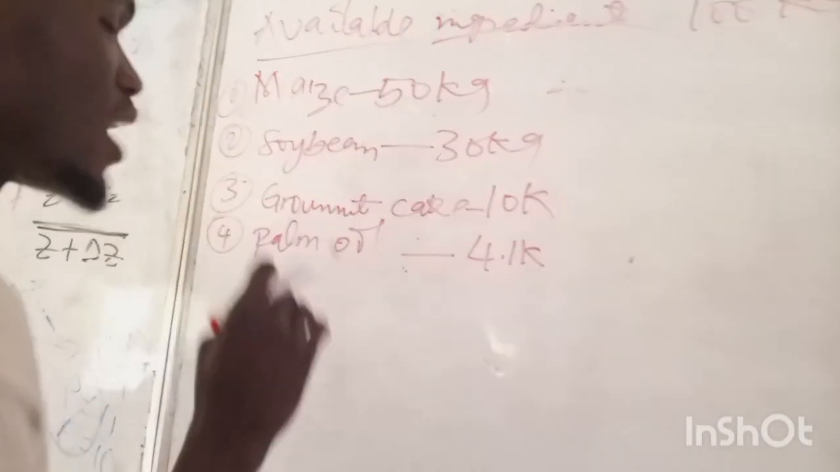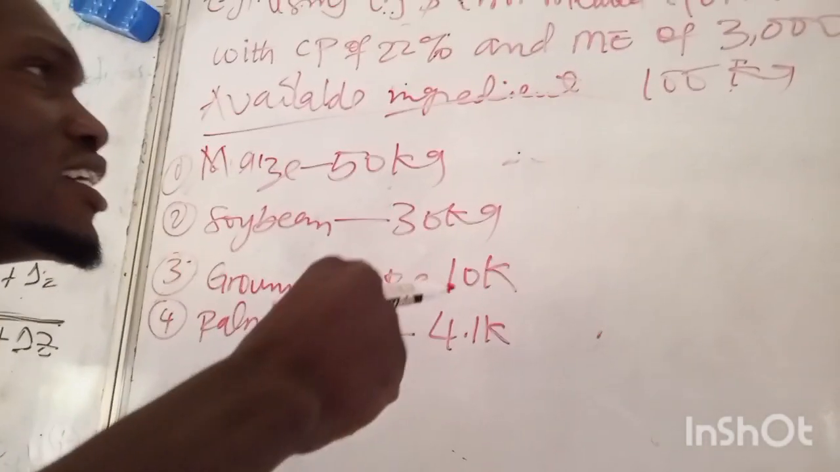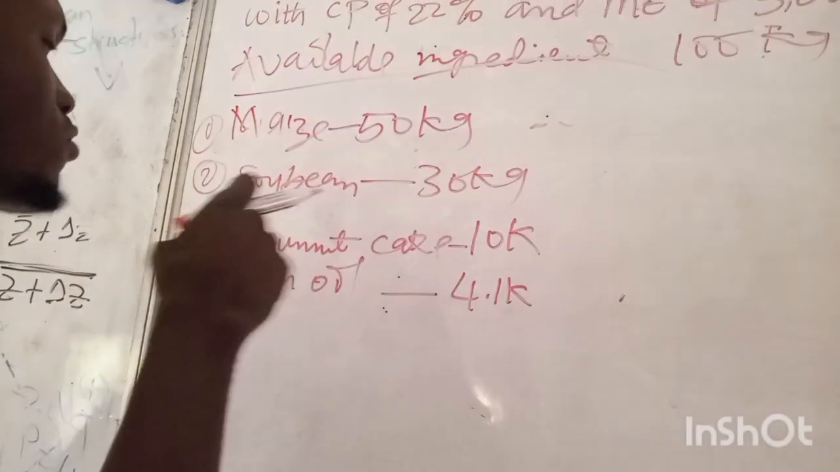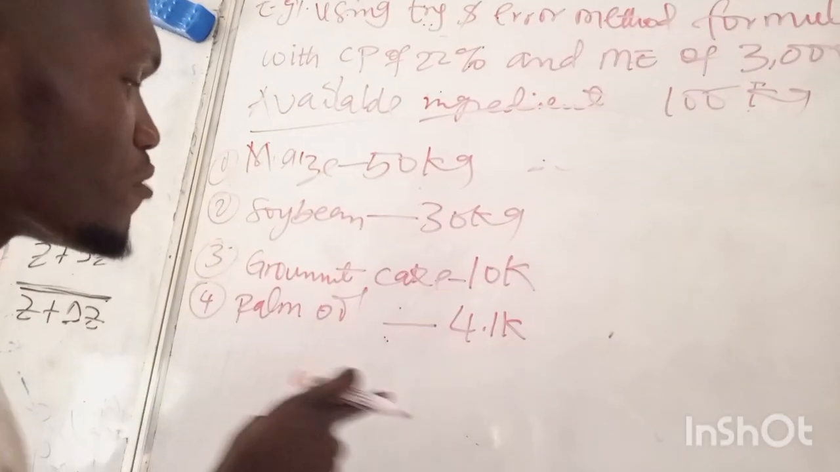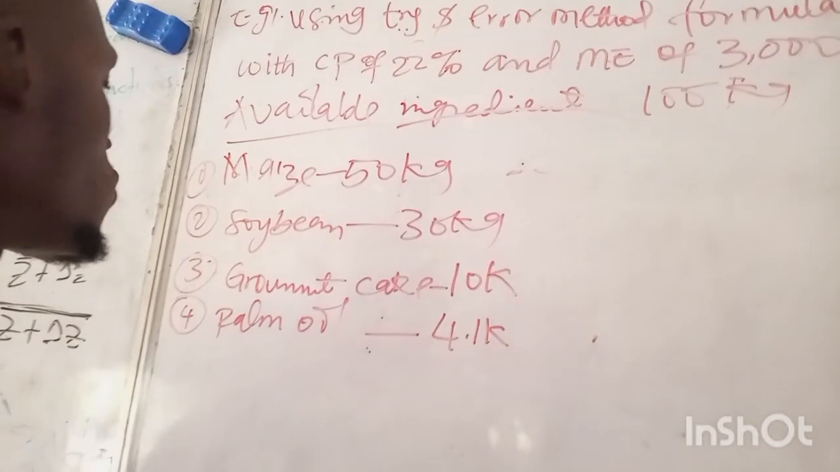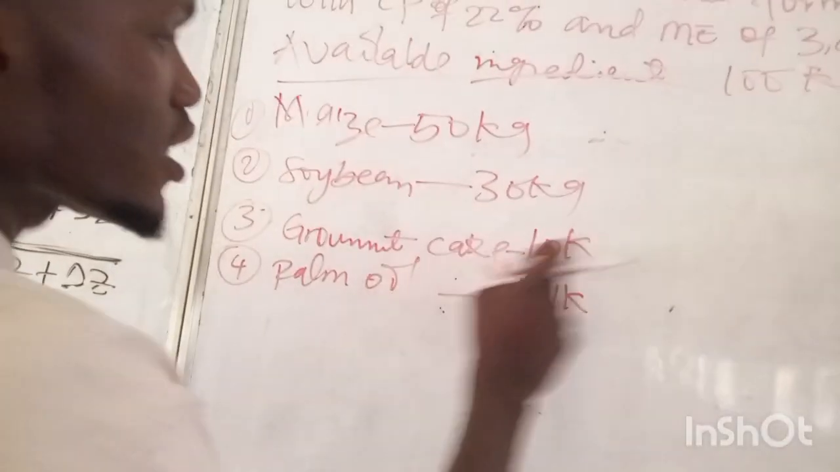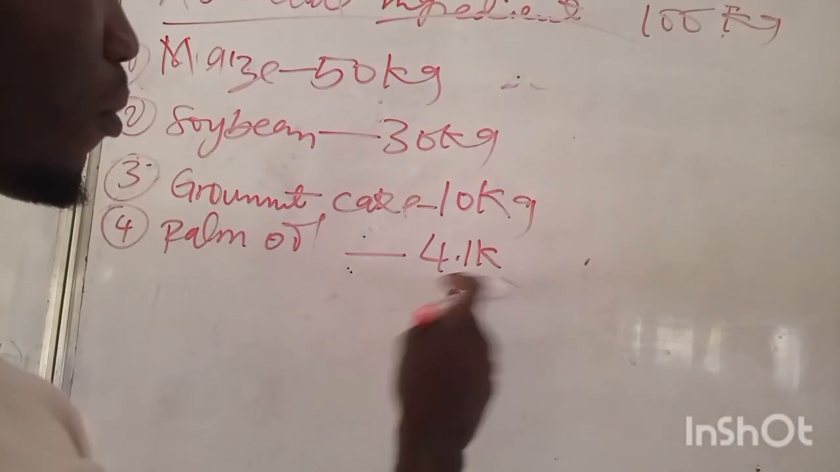One thing you must know again: if you increase your palm oil, the fiber and the ether extract of the feed will be high. So these are some of the things you must put into consideration before you assign any value to any of your ingredients. So let's continue. We say groundnut cake is 10 kg, and we say palm oil is 4.1 kg.